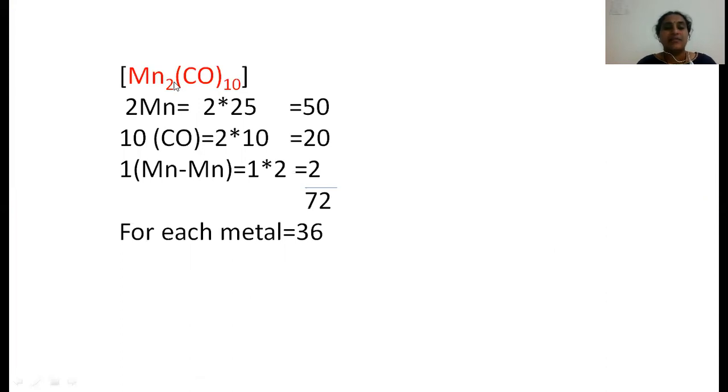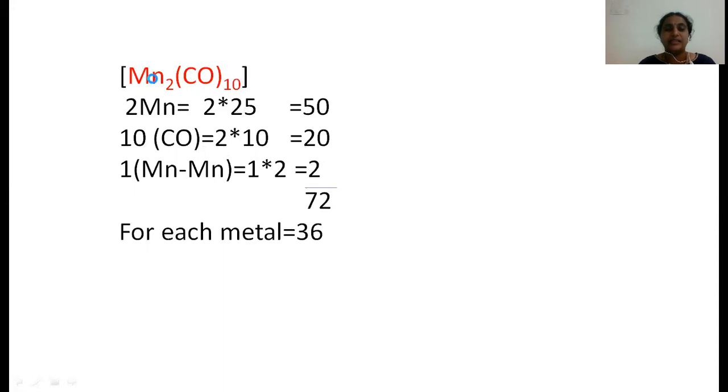For this also we can calculate the EAN. For such types of complexes, we can calculate the EAN like this. Here 2 metals are present, so 2 into each metal's atomic number, manganese 25, is equal to 50. Whereas the total ligands are 10. Here, for CO carbonyl, each ligand donates 2 electrons. So 2 into 10 is 20.